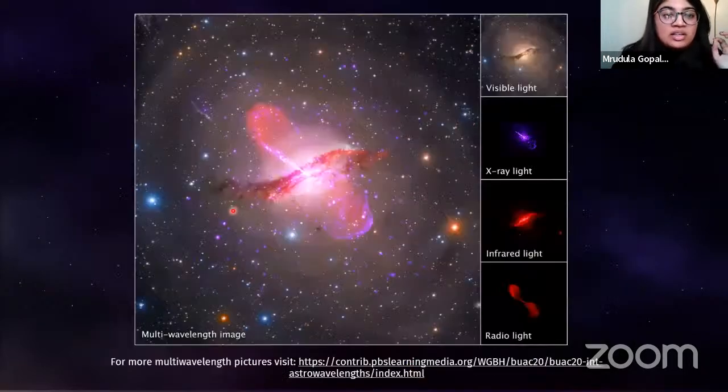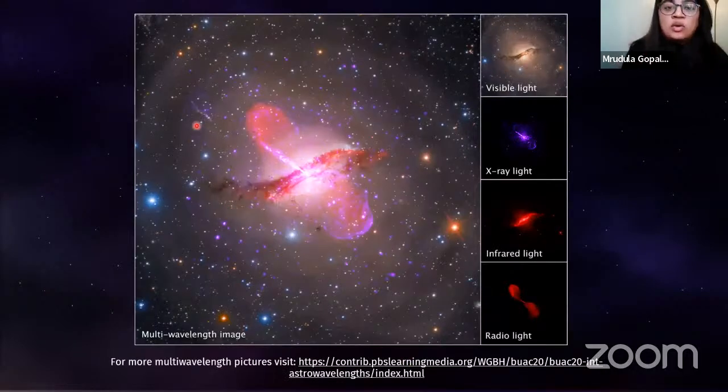And here's another picture of the same Centaurus A. Every time we study an object, we usually make a multi-wavelength image, which means that we observe the galaxy in different wavelengths, like visible light, X-ray, infrared, and radio, and then you combine all of them to get the full information of the object you're studying. So you can study different things using different wavelengths of light. In the visible light, you get to see the dust and everything near it.